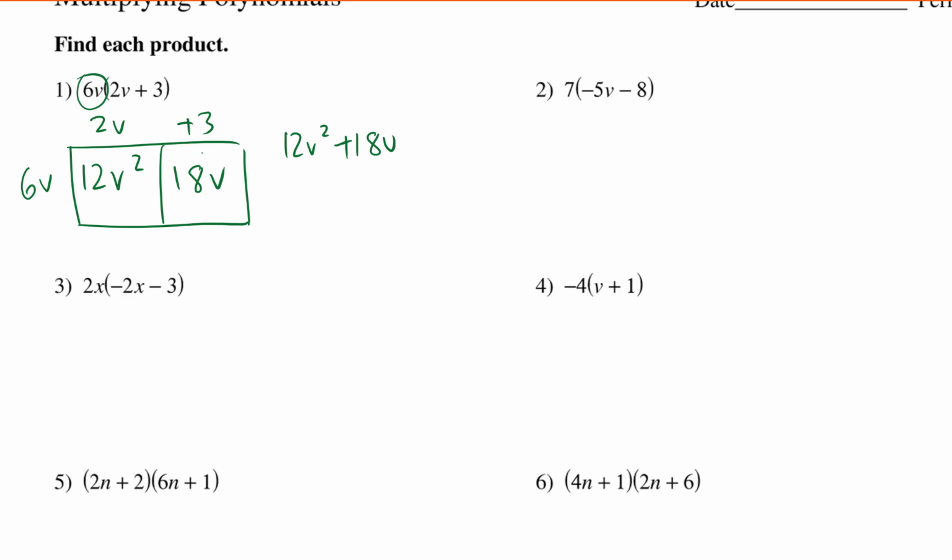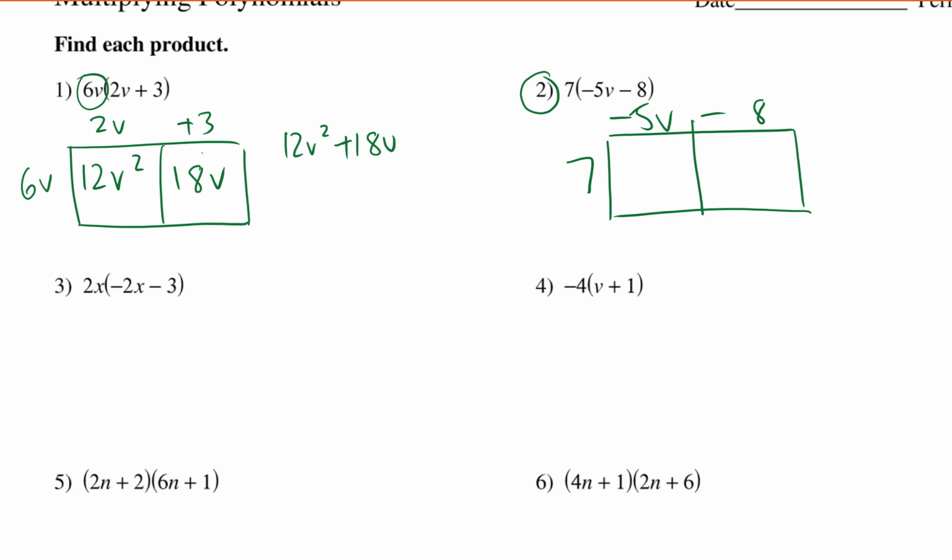Okay, what about the next one? What about question 2 over here? What sort of box is that going to be? Same one. Alright, so I draw the same box. One length of my rectangle is 7. The other length, hard to imagine, because it's not really a rectangle, but it's negative 5V minus 8. What we do is you break it down into the two lengths that we know, the two different components.